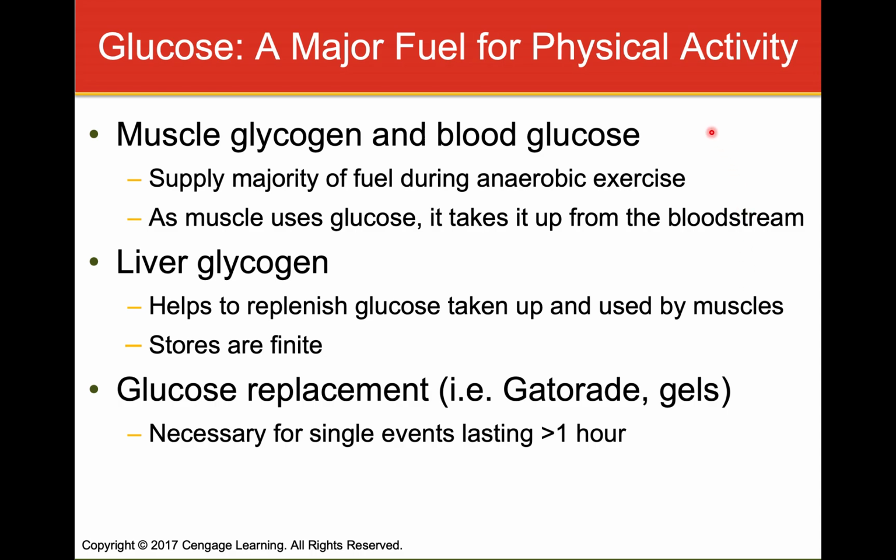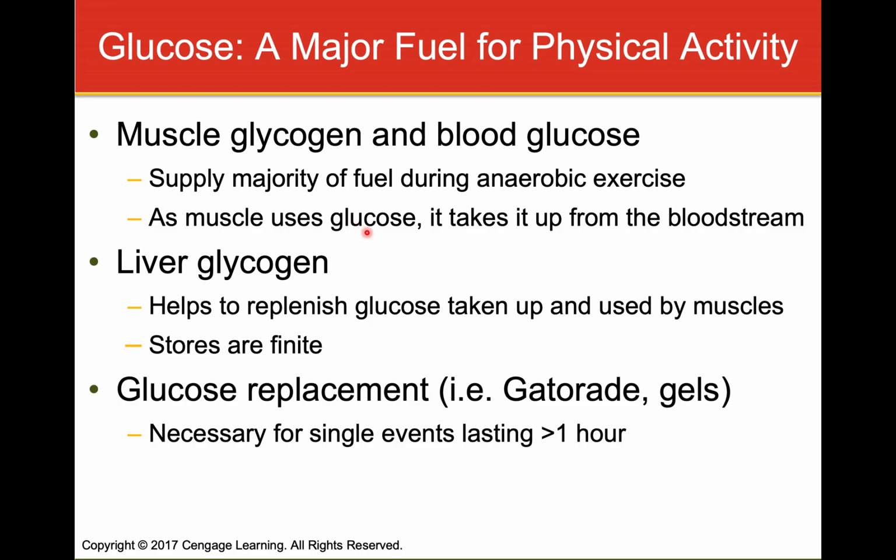So now we will go into a little more detail with carbohydrate and lipid and protein, starting with glucose or carbohydrate, and that's the major fuel for physical activity. So where do we get the glucose from? We get it from our muscle glycogen, the stored carbohydrates in our muscles, and our blood glucose. So this supplies the majority of fuel during anaerobic exercise or the high intensity exercise.